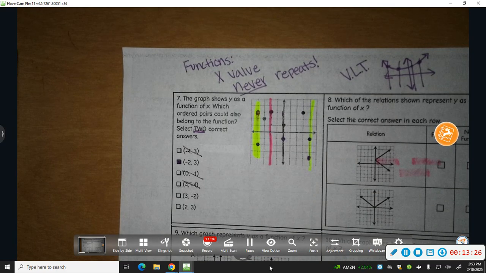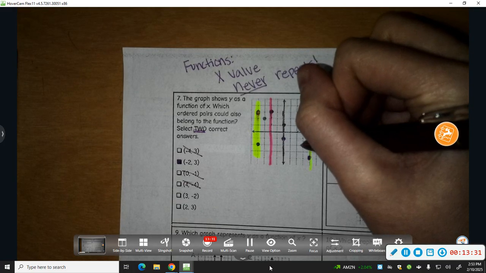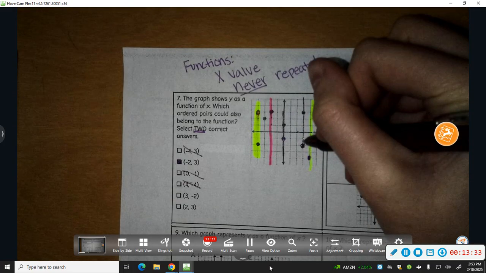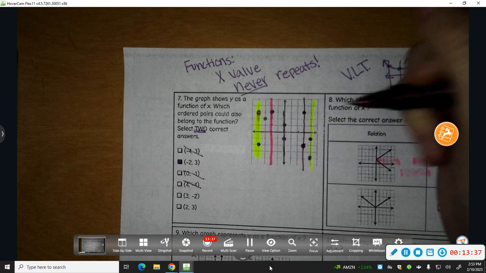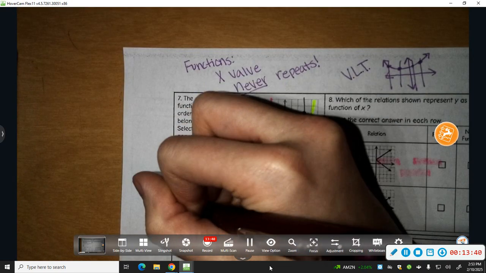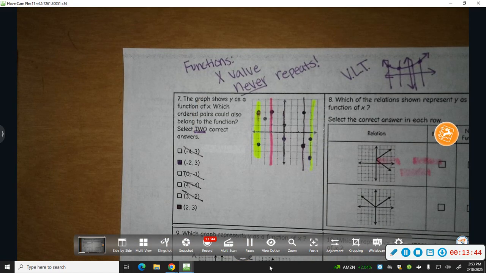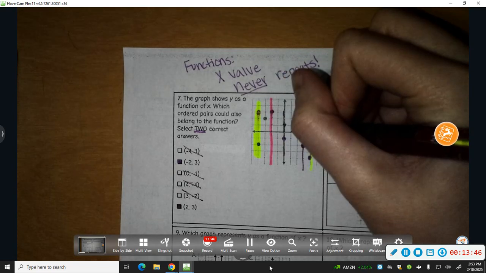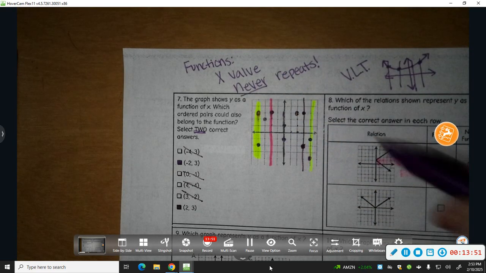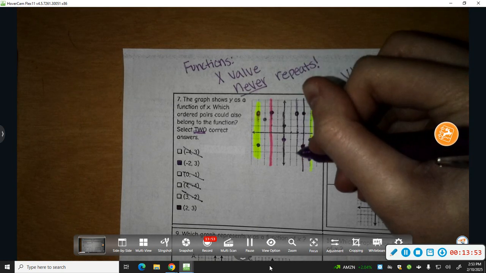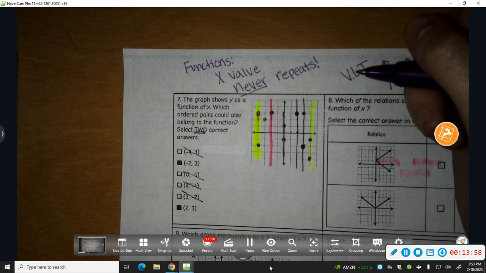Then I want to check 3, -2. I count over 3, 1, 2, 3, and down 2. Plot my point, check my x's. If I draw a line, it touches at 2 points. That cannot be a function. I'm marking that answer choice out. I know that means my last one has to be a correct answer, but let's go ahead and check it. I go to +2, 1, 2, and then up 3, 1, 2, 3, plot my point. I need to check, are there any other dots that fall on that x value? There is not. It touches one time. That means it is a function.